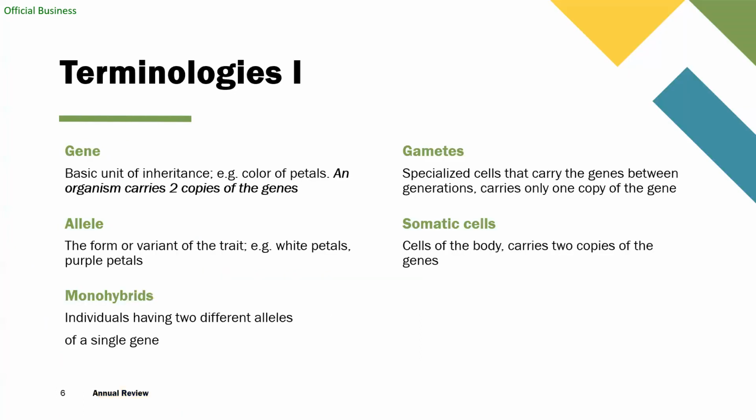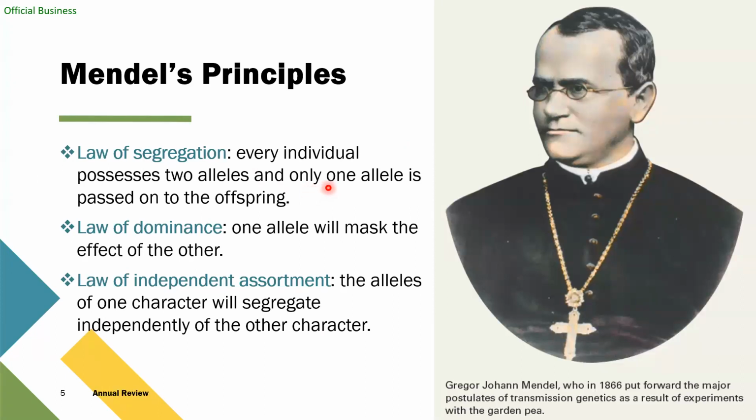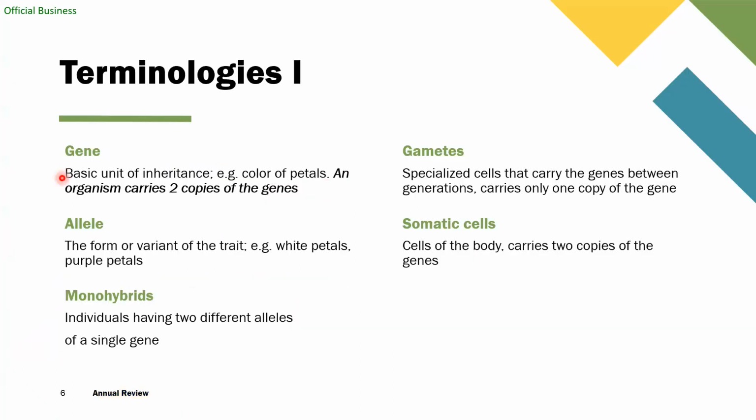But let's look at terminologies right now. Speaking of these laws, we have encountered some terminology, so let's look at the terminologies first before we continue. We have gene as the basic unit of inheritance. It provides us an idea of the trait, for example, the color of the petals or the skin, or how tall or short the plant is. An organism carries two copies of the gene. That's one postulate of Mendel. Actually, it's in the law of segregation: you have two alleles and only one allele is segregated to the offspring. But an organism carries two copies of these genes.